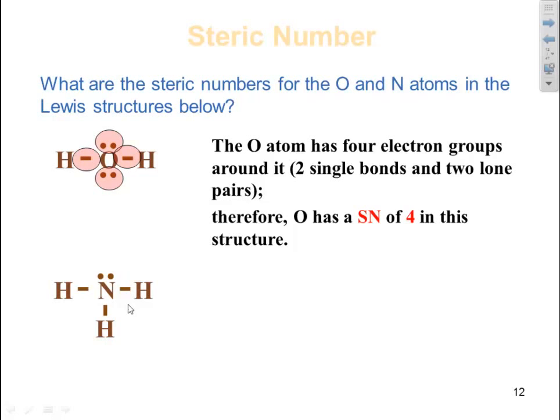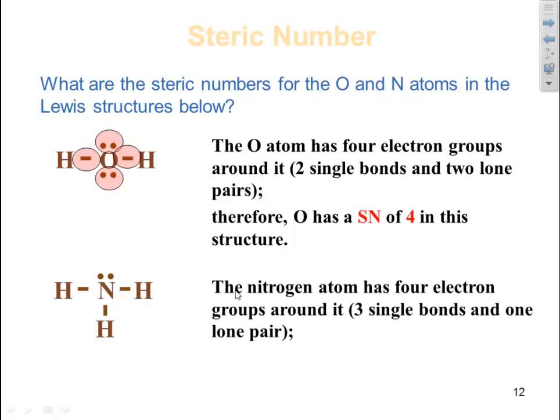Let's look at the ammonia. You have 3 single bonds and 1 lone pair. The 3 single bonds are each one region, and the lone pair is 1 region. So you have 4. The nitrogen atom has 4 electron groups around it, 3 single bonds and 1 lone pair. Therefore, the steric number in this case is 4.